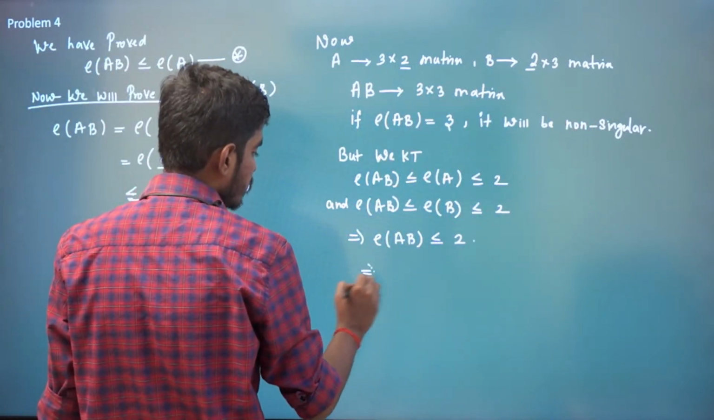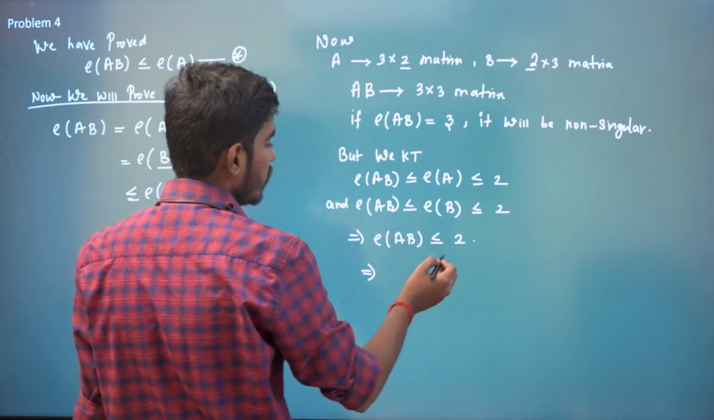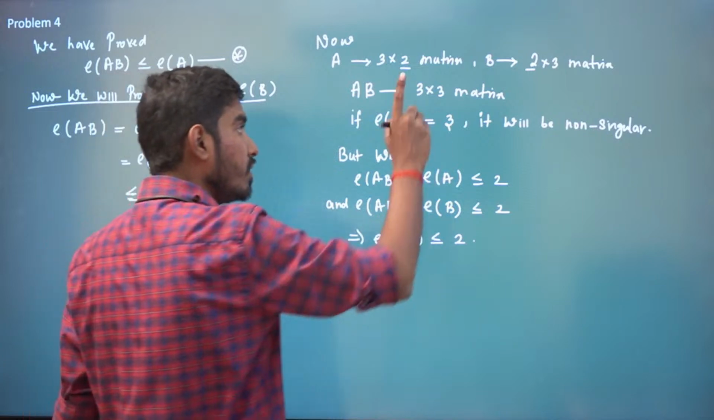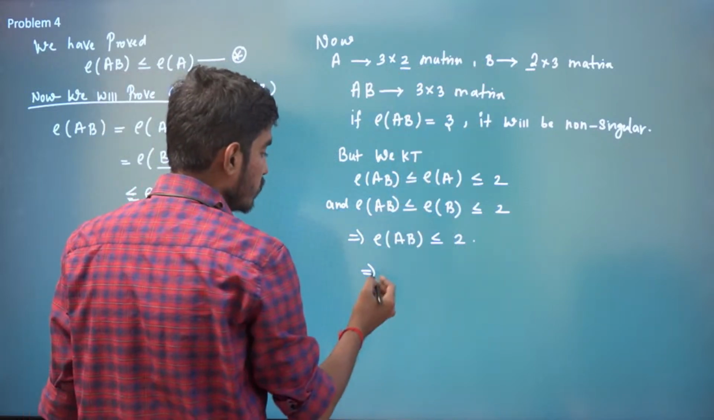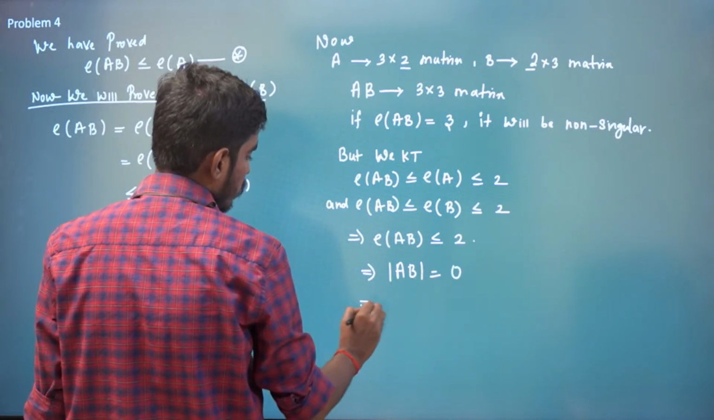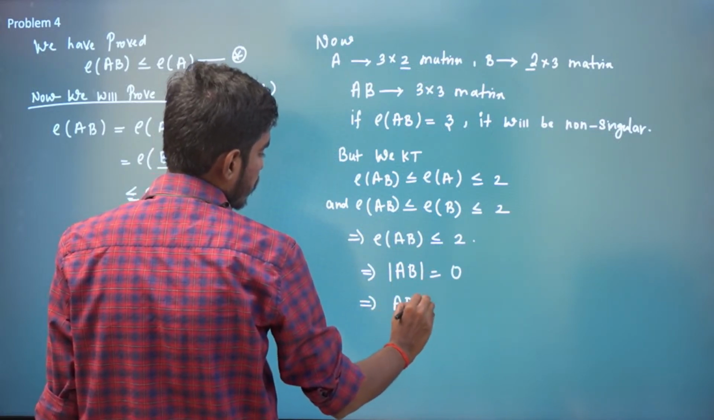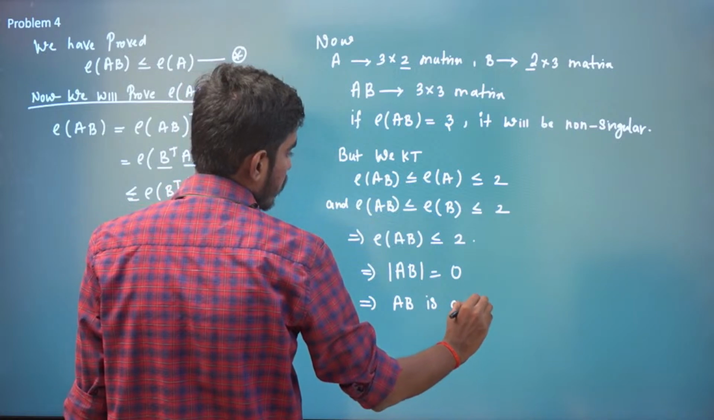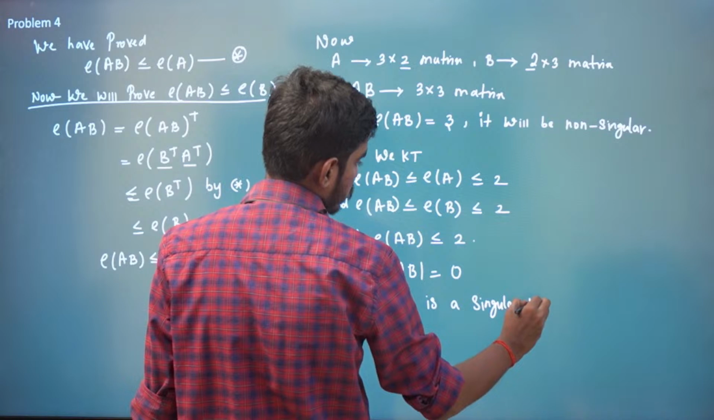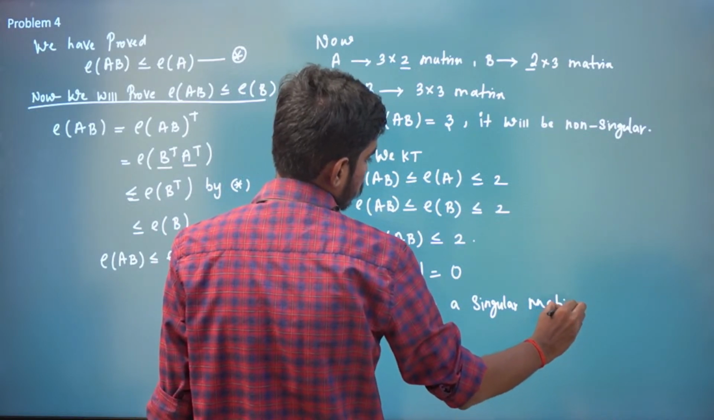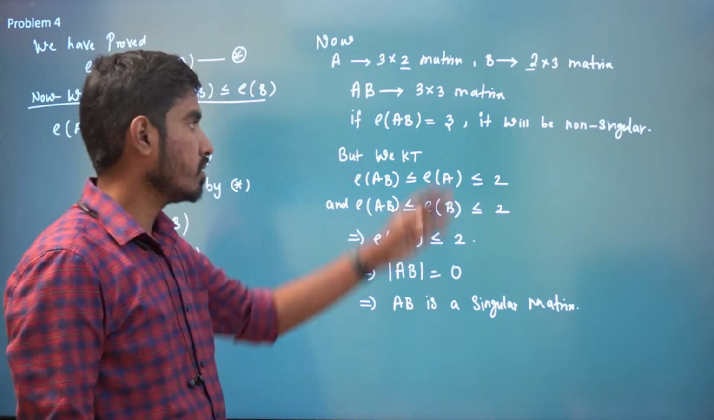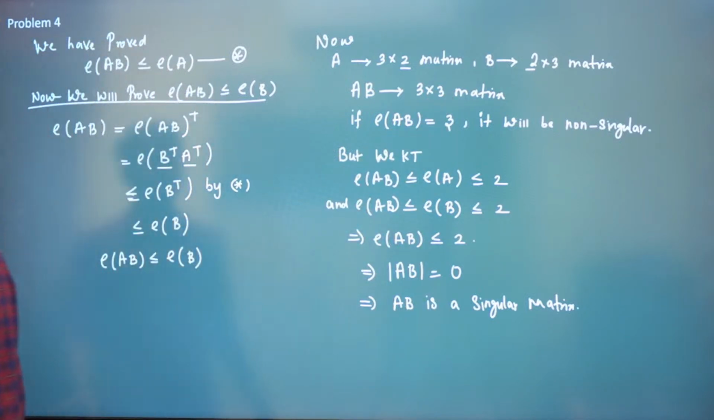This implies rank of AB is always less than or equal to 2, but AB is a 3 by 3 matrix. This implies the determinant of AB is equal to 0, so AB is a singular matrix. The only thing is you have to prove that rank of AB is less than 3, right? Okay. So we have proved the theorem.